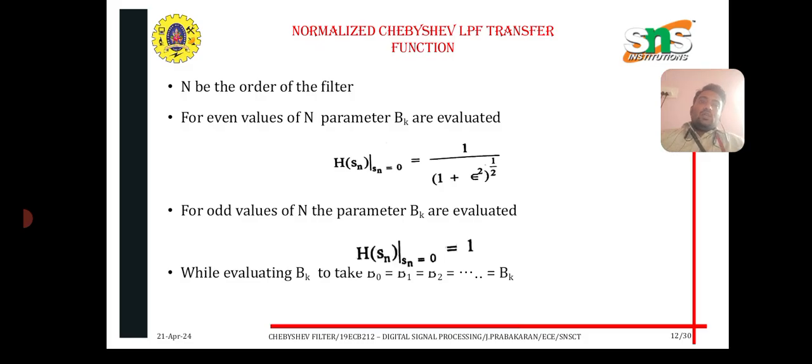We know n is the order of the normalized Chebyshev low pass filter transfer function. For n even, the constant is H of sn equal to 1 divided by (1 plus epsilon squared) whole power 1 by 2. For odd, H of sn equal to 1.